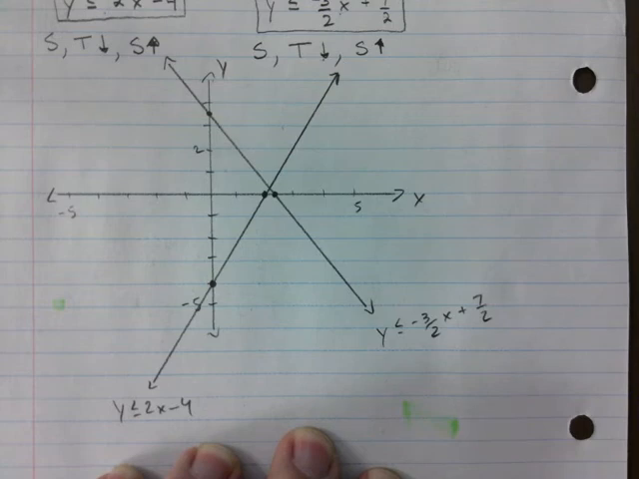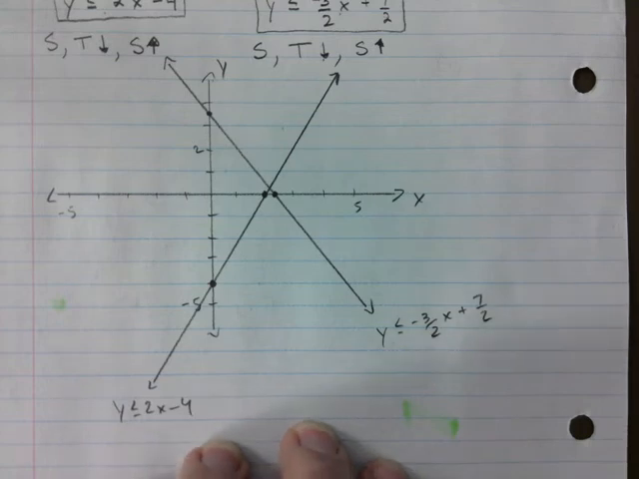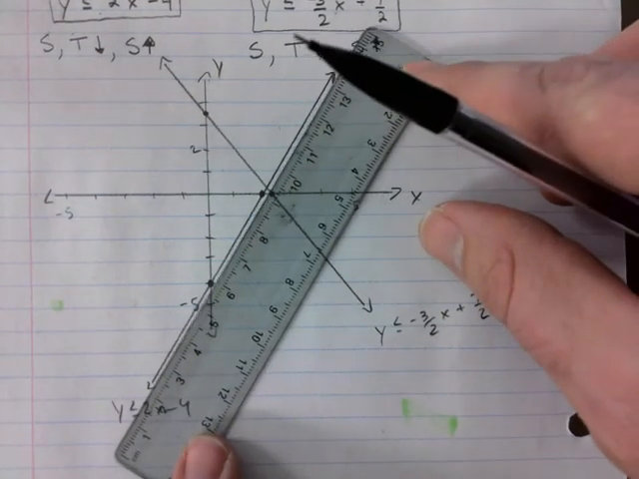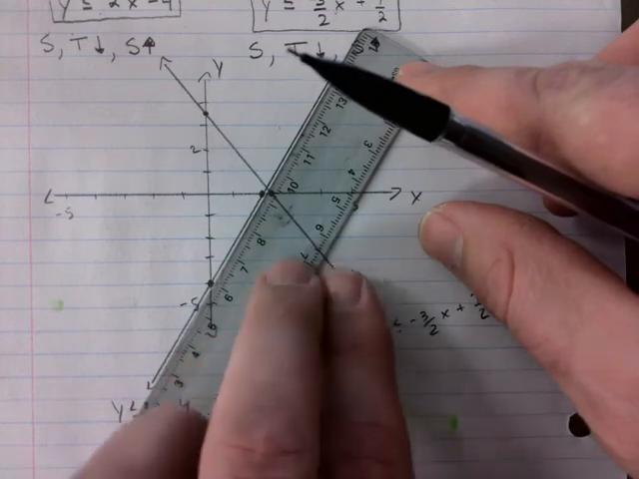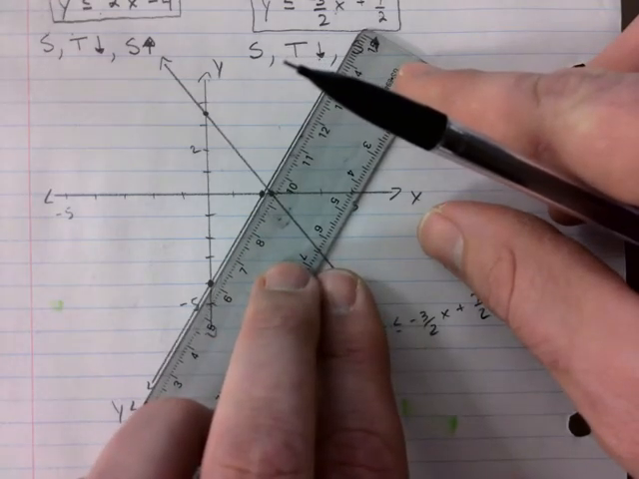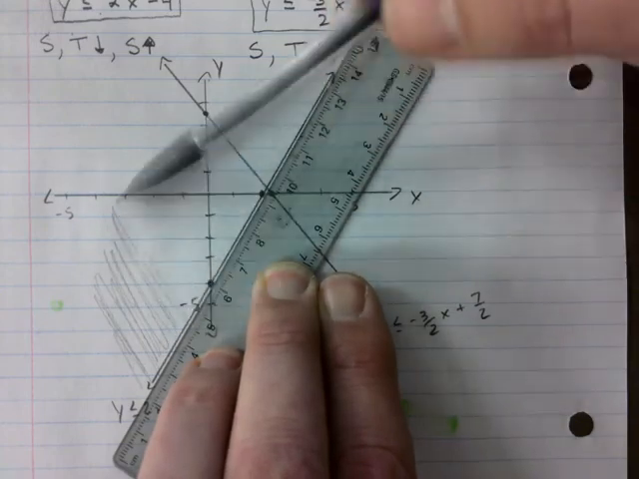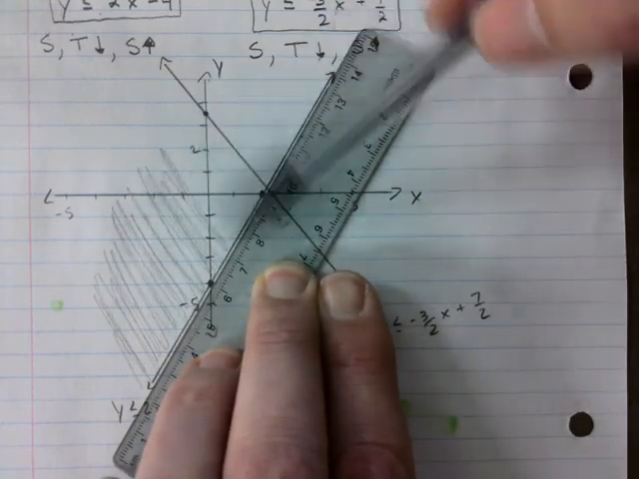There's my label, label, label, label. And now the shading. Shading above for both of them. So it doesn't matter which you start with. If you want to start with this one, it's above. And I'm shading the false area.